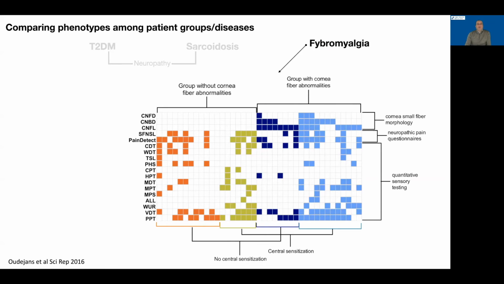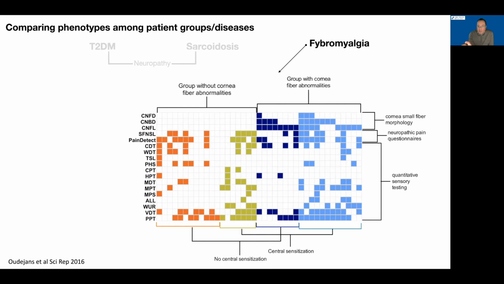Now, in our lab, we have various populations of patients. I will discuss today three of those: patients with type 2 diabetes, patients with sarcoidosis, and patients with fibromyalgia. And we perform phenotyping based on the QST. You can see them on the left side, but not only that, we also perform neuropathic pain questionnaires, for instance the PainDETECT, and we look at the cornea of these patients.